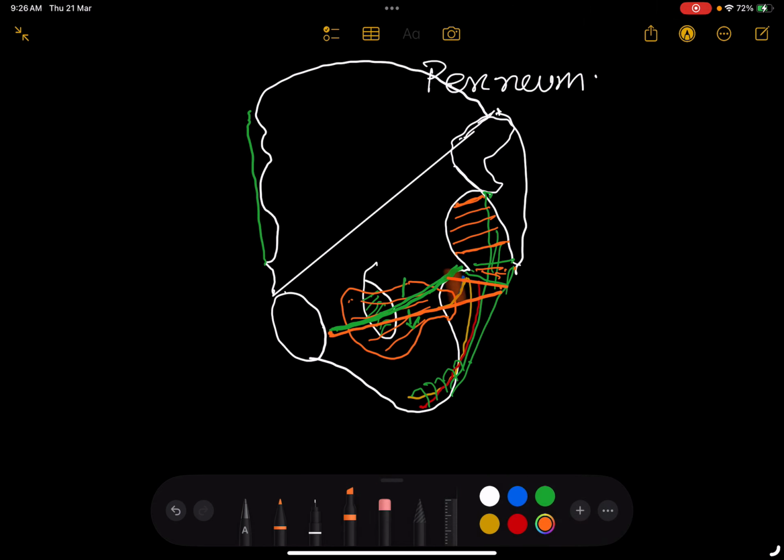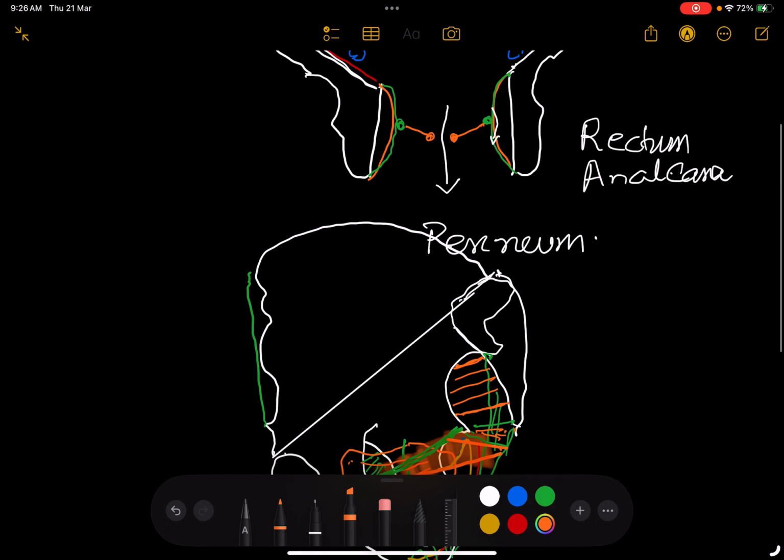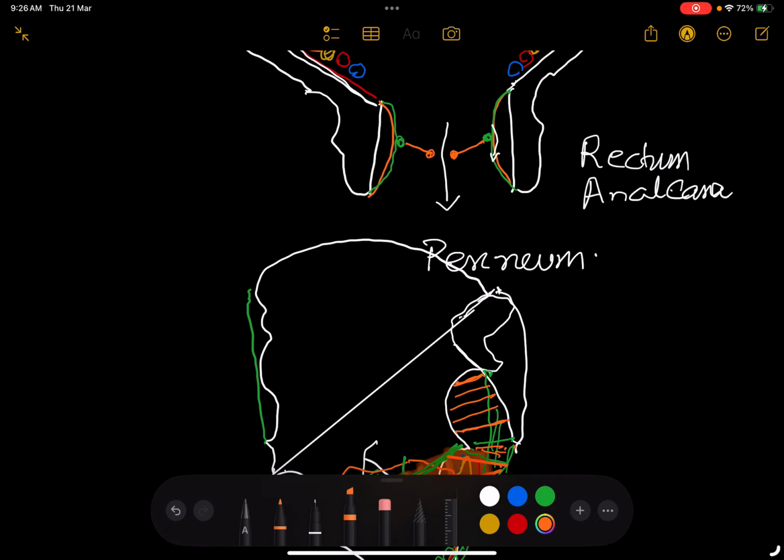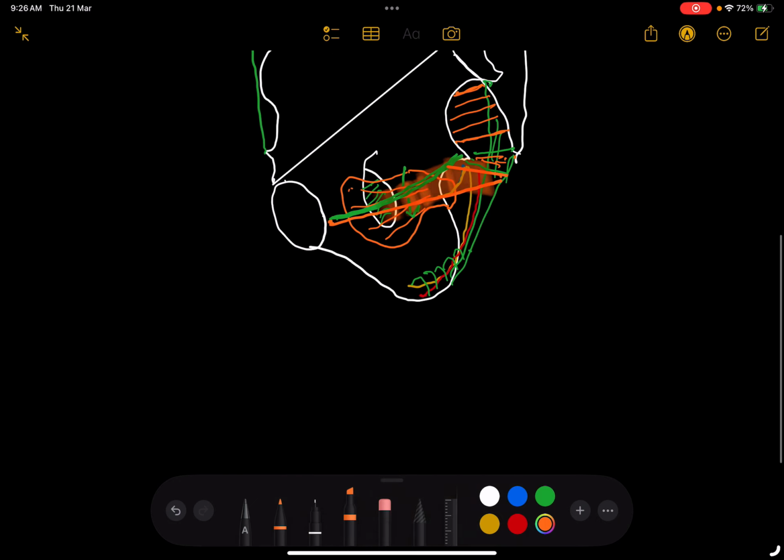We'll color this levator ani, so that you can understand that this is a horizontal muscle and it is forming the inferior boundary of the abdomen, and below it is the perineum.